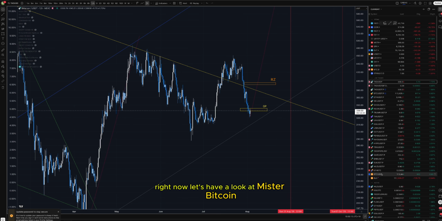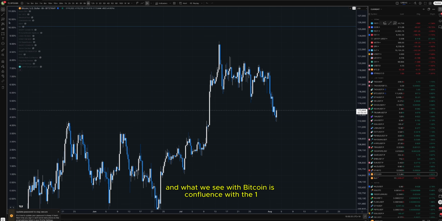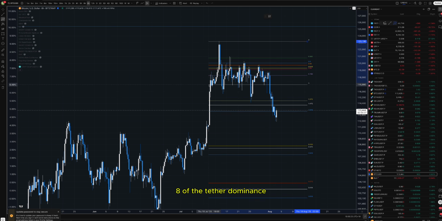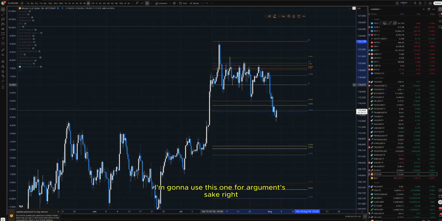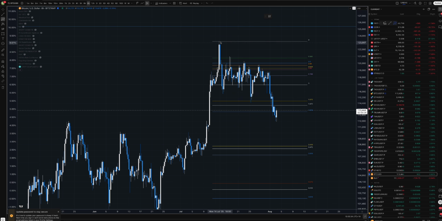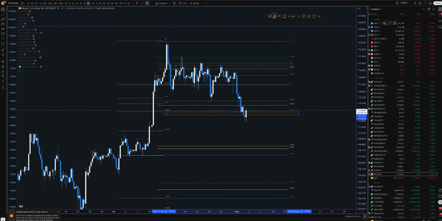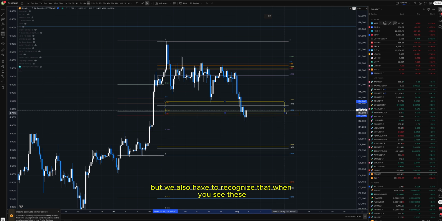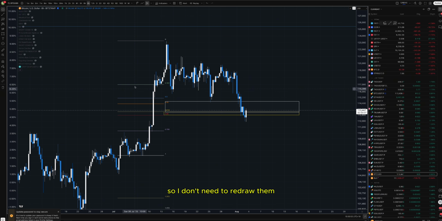Right, now let's have a look at Mr. Bitcoin. And what we see with Bitcoin is confluence with the 1.618 of the Tether dominance. You can sort of see the swing high, swing low. I'm going to use this one for argument's sake, right? And also this golden pocket here. So we see, obviously there's going to be some deviations off the level, but we also have to recognize that when you see these, this is how I like to draw things, so I don't need to redraw them.